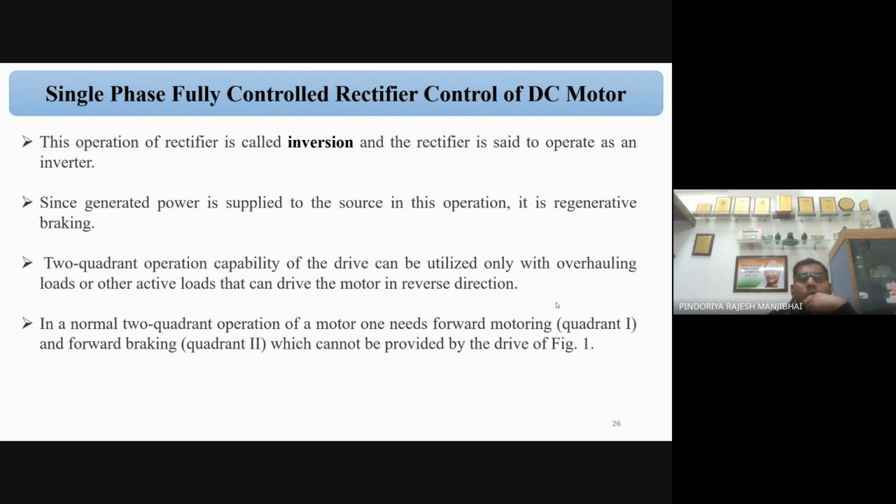So regenerative mode we can also call inversion, because it generates energy. Normally we give the energy to the motor, but in the case of regeneration, we produce the energy from the motor. So it works in generator mode.